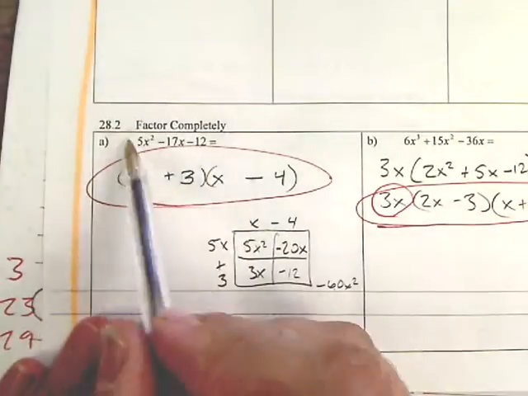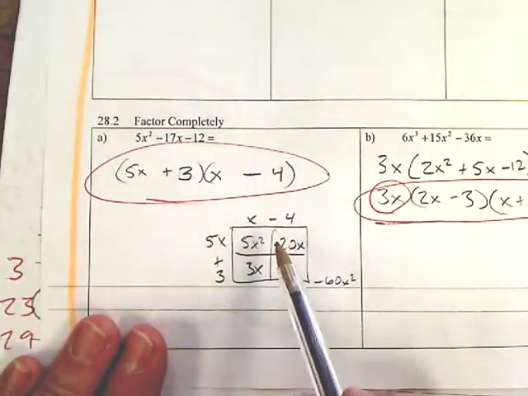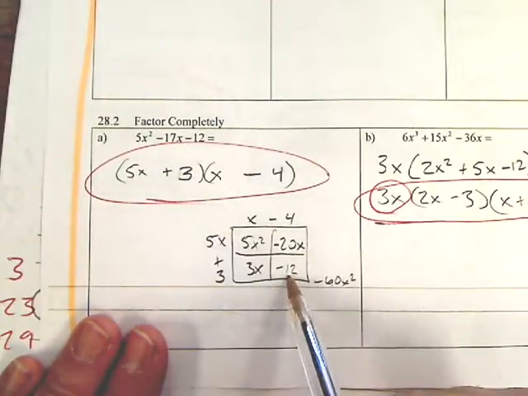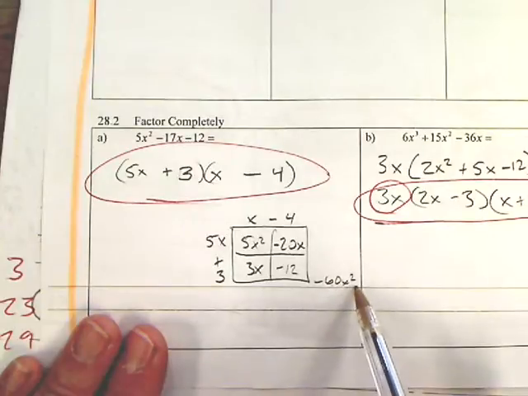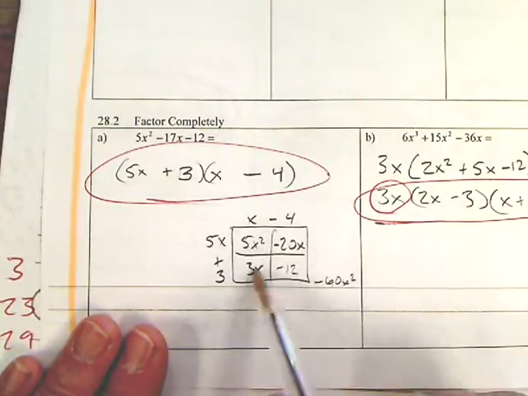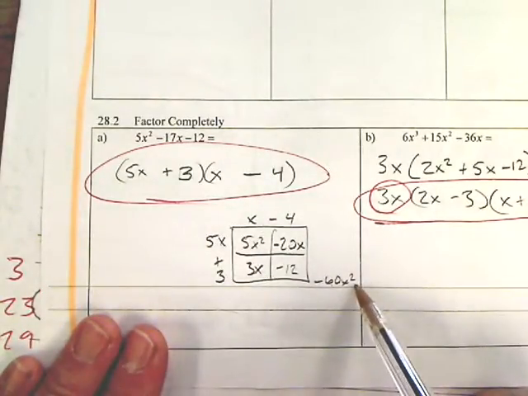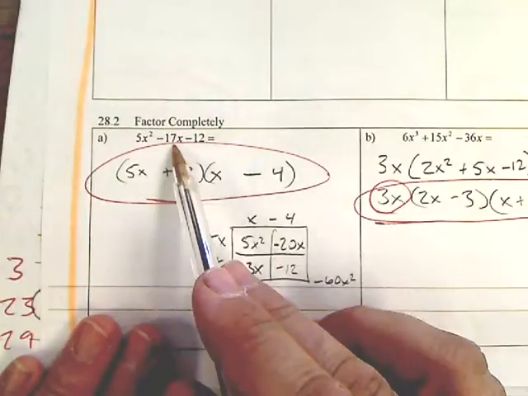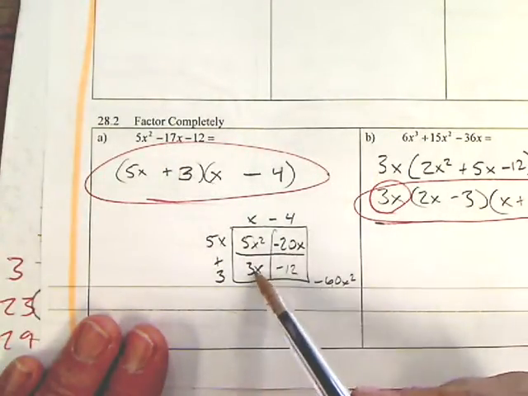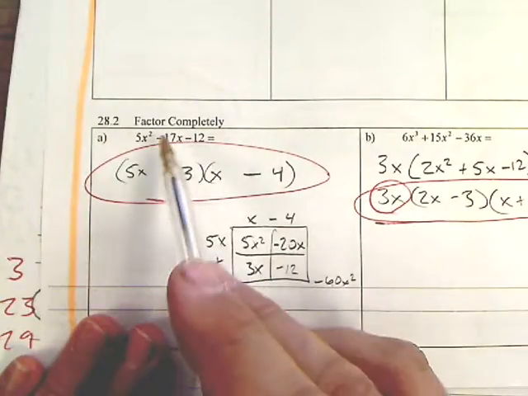One of the hardest factoring because there's a number in front of the x squared. So I draw a generic rectangle. 5x squared, -12. Those multiply together to be -60x squared. And then I need these two to multiply together to be -60x squared and add together to be -17x. -20 and +3. They multiply together to be my -60. They add together to be -17.